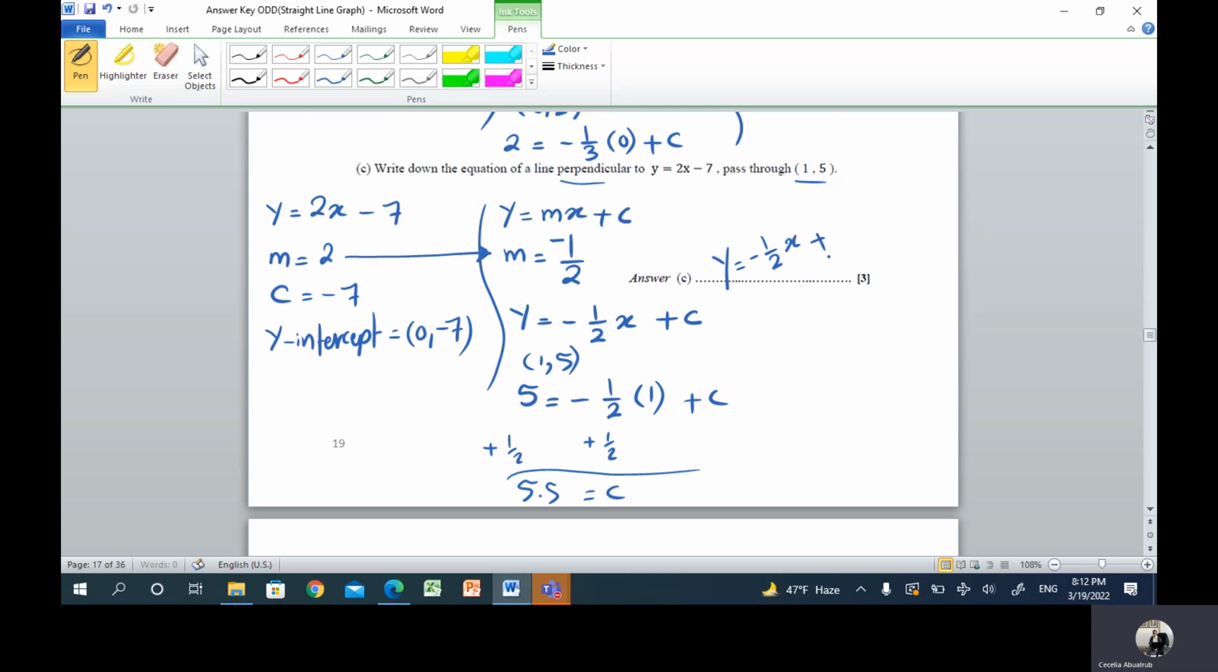2x plus, if I want to leave it as a fraction, 5 plus 1 over 2, the answer will be plus 11 over 2, which is the c. So c is equal to 5.5, or c is equal to 11 over 2. Okay.